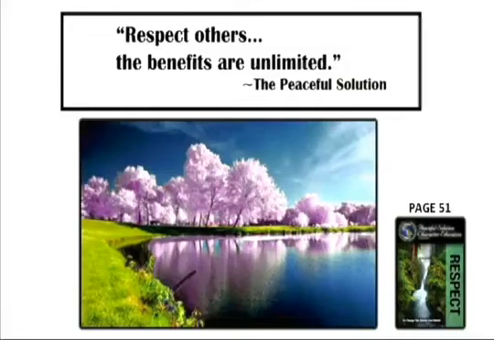At the top, it says, respect others, the benefits are unlimited, the Peaceful Solution. If you see that picture of that beautiful lake or small pond, that could be your backyard. If everybody practiced the Peaceful Solution Character Education Program to its fullest, everybody in the world was being taught and everybody was practicing, we could eliminate the need for wars, bombs that cost billions of dollars.